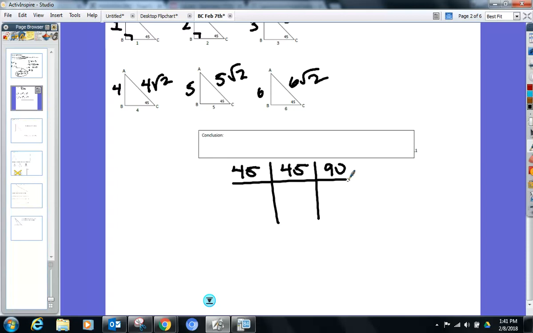What we saw was, if I know a side across from the 45, what do you know about the side across from the other 45? Same thing. So I'm still going to put A and X here. Those will be actual numbers, like 6 and 6. What do you do to that side to get to the side across from 90? What did we do to 6 to get 6 radical 2? 5 to get 5 radical 2. What did we do?